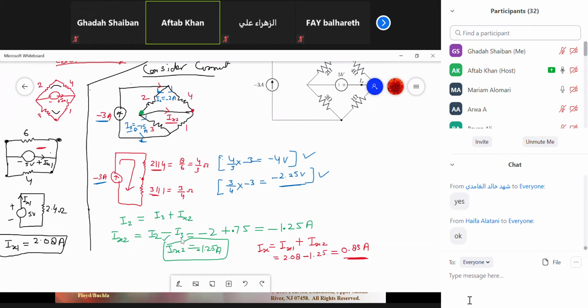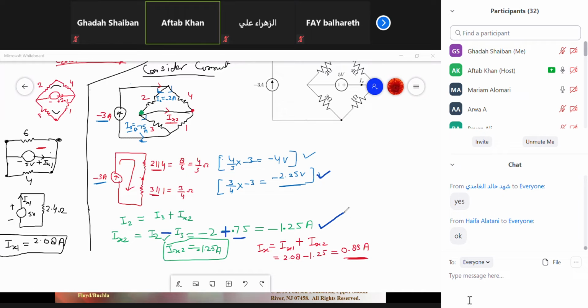Now the other one is I3, and I3 is this one. How much is the voltage across this resistance? You can see -2.25. So -2.25 divided by 3 will give you 0.75, because the voltage is negative and the current value is negative, so it becomes positive. Clear? Now just add them. When you do that, you will get -1.25.